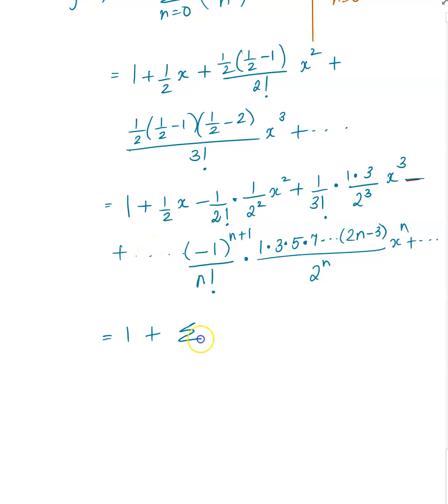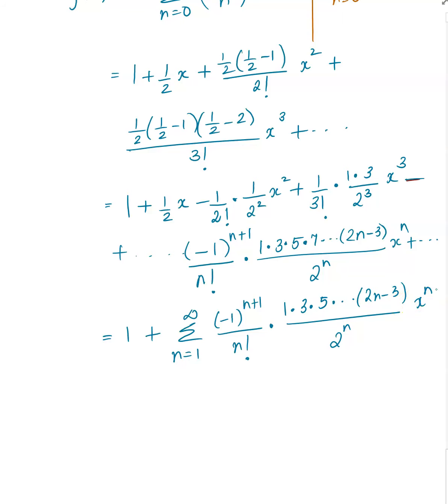So what we get is summation n from 1 to infinity of negative 1 power n plus 1 over n factorial times what we just did here, 2n minus 3 over 2 power n, x power n. So this is the binomial series we found for square root of 1 plus x. It looks a little complicated because of the square root. You begin to see that it's changing dramatically in the way the series is written.